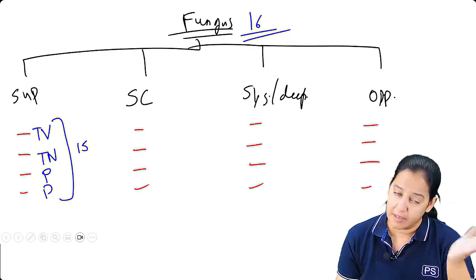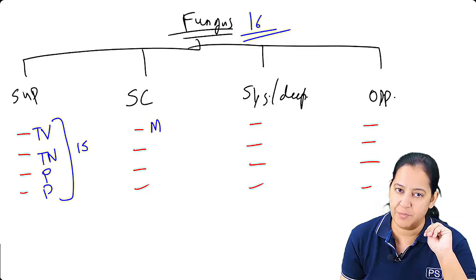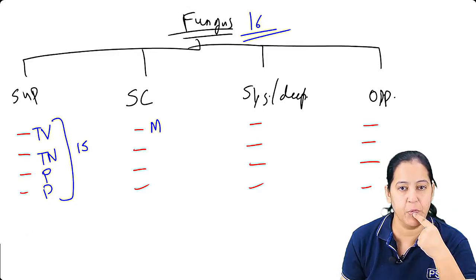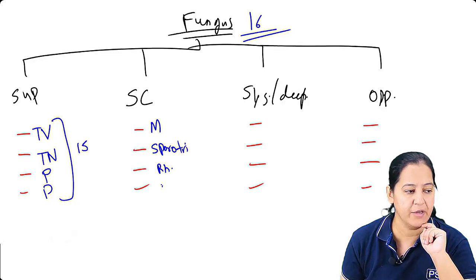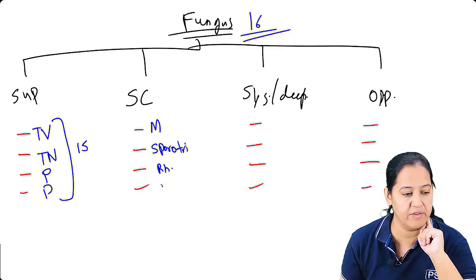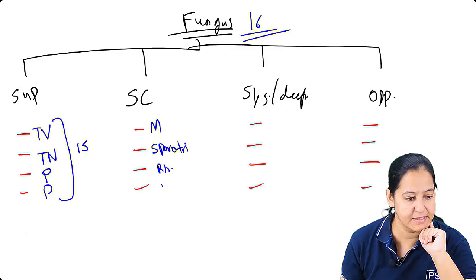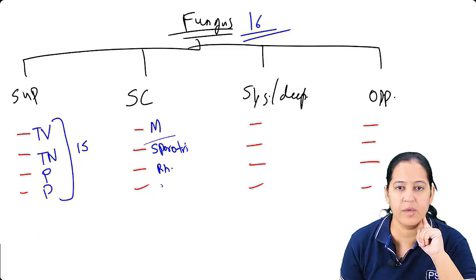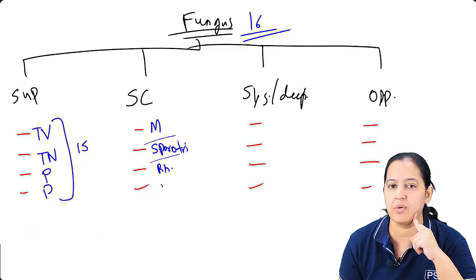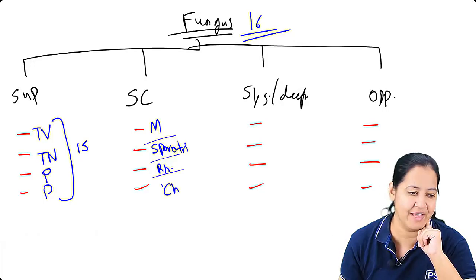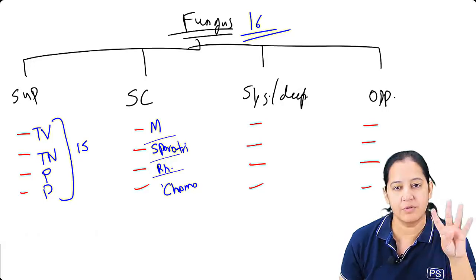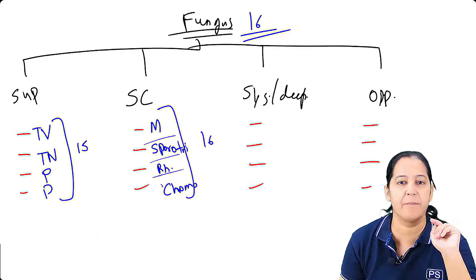है ना? Coming to the subcutaneous, I will teach you another 4. I will teach you mycetoma, then sporotrichosis, rhinosporidiosis, and one more we have here. Now, can you help me with the 4th name? Mycetoma हो गया, sporothrix हो गया, rhinosporidiosis हो गया. What one more am I missing? Chromo. Very good, very good. Thank you for reminding chromo. So there are 4 here, page number 16, I have compiled all 4 just like that.